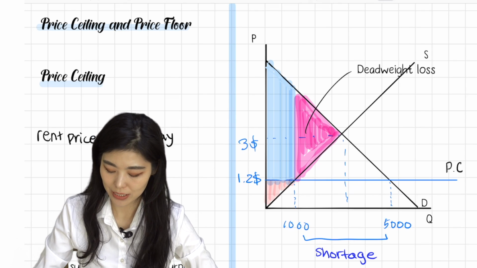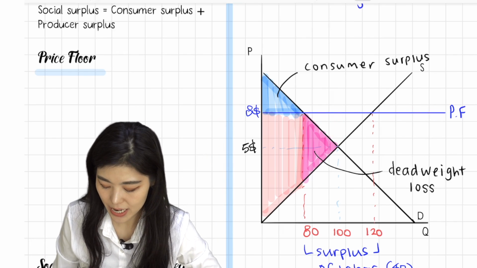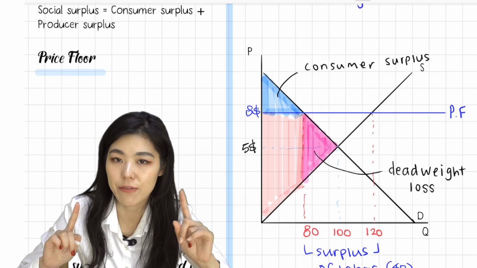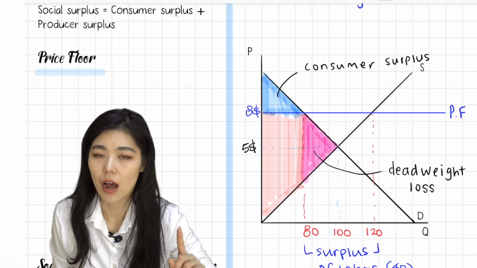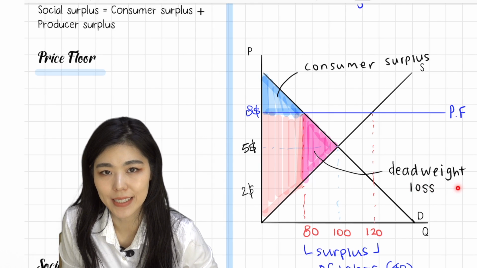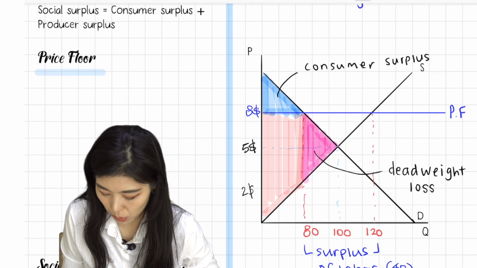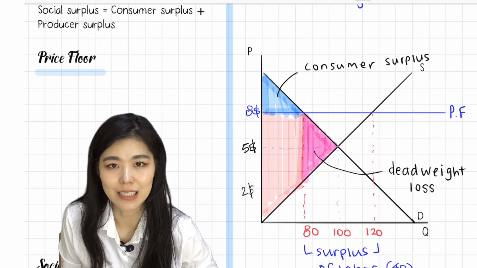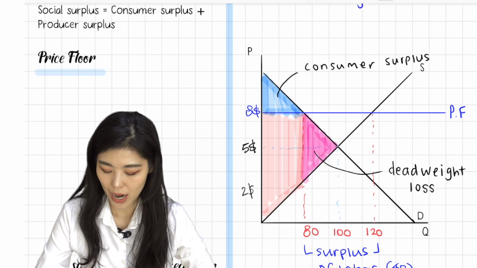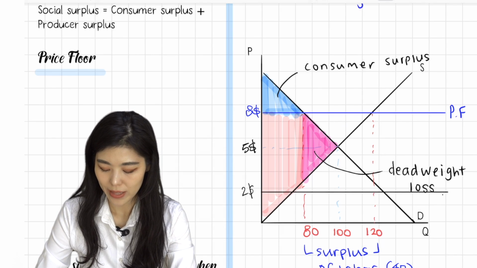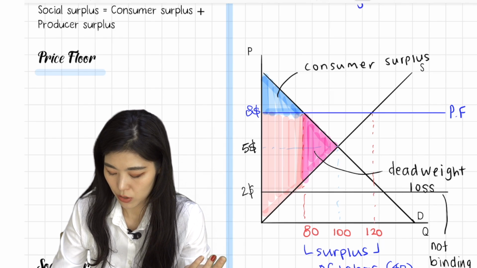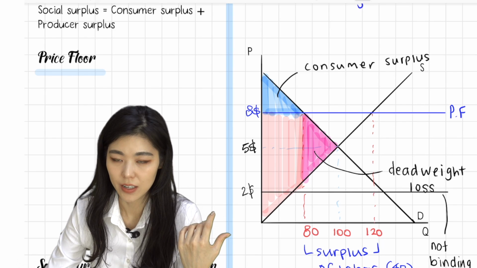A price floor is above the equilibrium to be binding. If the question says the price floor is here, what would be the price? So if the question asks you, the government put a $2 price floor on this graph, what would be the equilibrium price? It would still be 5, because a price floor below the equilibrium is not binding, so it would just follow the market. Price floor means that the price can only go down up to here. The price can actually go upwards like that.